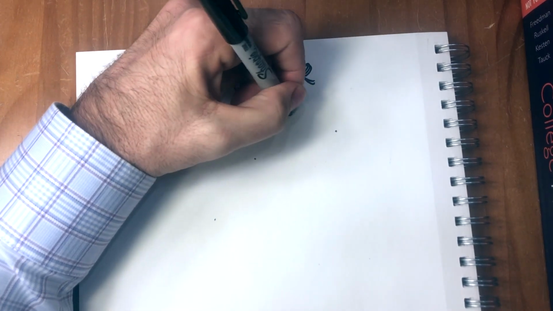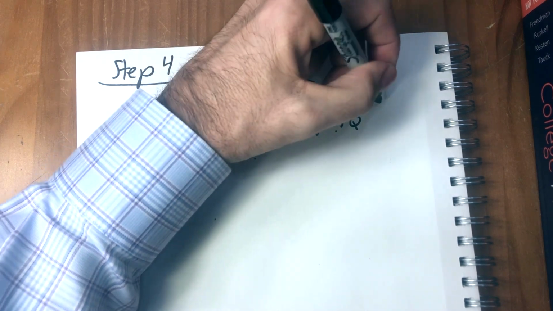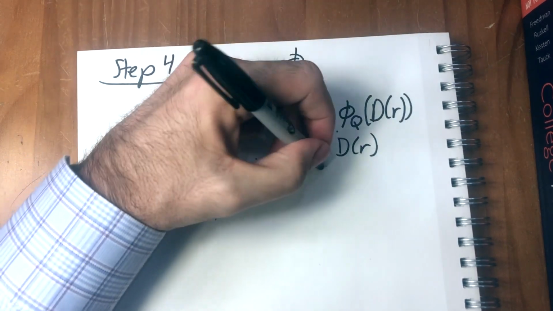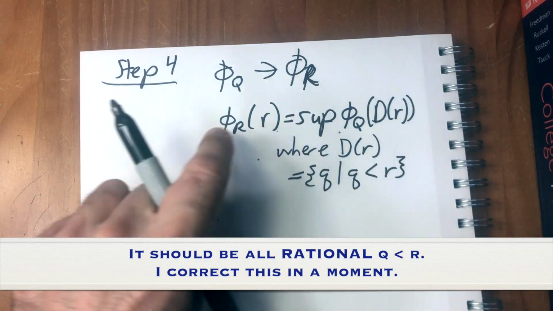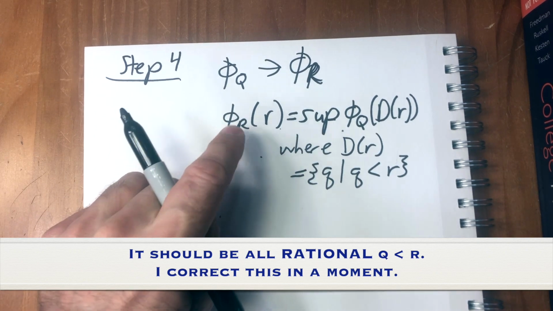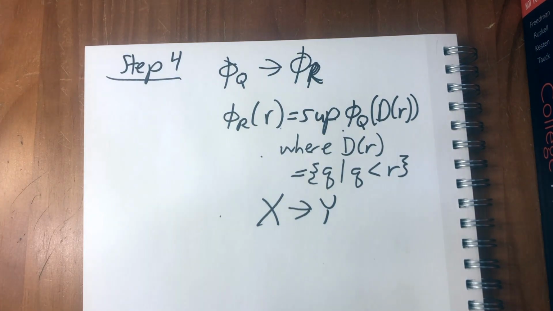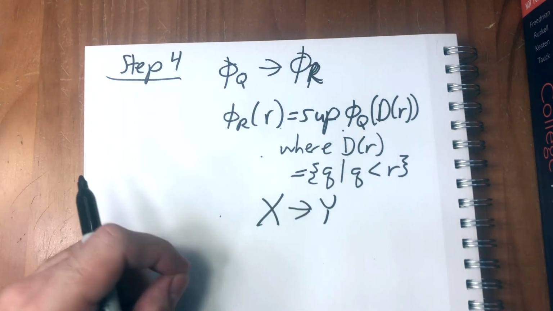is that phi r of r equals the supremum of phi q of dr, where dr is the set of all q with q less than r. So this is our definition of phi r, the map from x to y. And now we're ready to start actually proving that this map is an isomorphism.